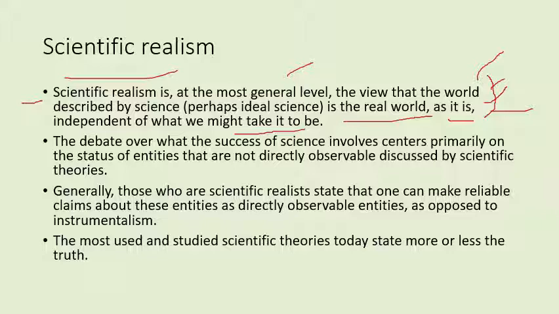The debate over what the success of science involves centers primarily on the status of entities that are not directly observable discussed by scientific theories. Generally, those who are scientific realists state that one can make reliable claims about these entities as about directly observable entities, as opposed to instrumentalism. The most used and studied scientific theories today state more or less the truth. The idea of science is to reach the truth.